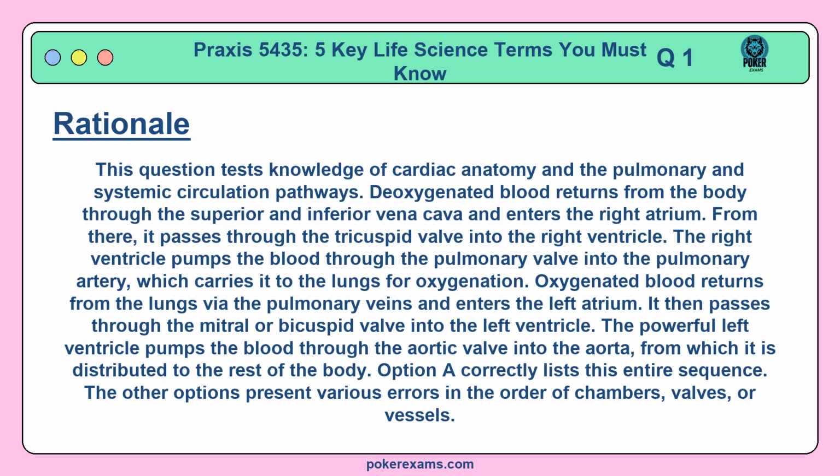for oxygenation. Oxygenated blood returns from the lungs via the pulmonary veins and enters the left atrium. It then passes through the mitral or bicuspid valve into the left ventricle. The powerful left ventricle pumps the blood through the aortic valve into the aorta, from which it is distributed to the rest of the body. Option A correctly lists this entire sequence. The other options present various errors in the order of chambers, valves, or vessels.